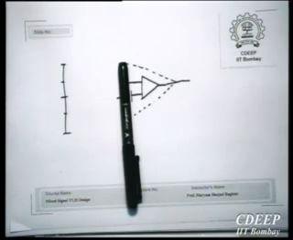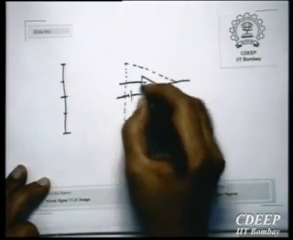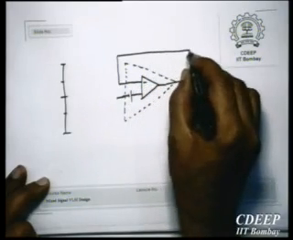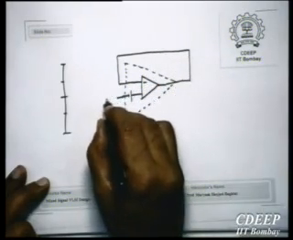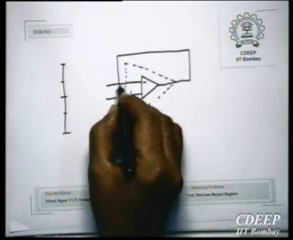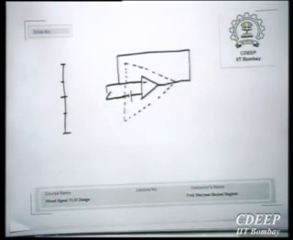Right? So one thing as is suggested here is that I configure it in a closed loop formation, and short the input. The input differential voltage is 0, right? So if I short this input, what will my output be?